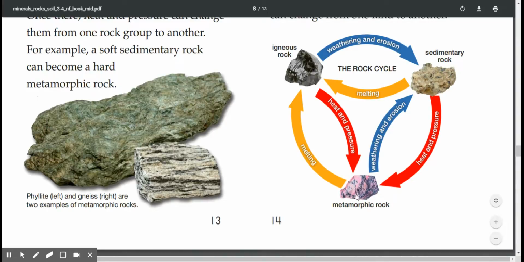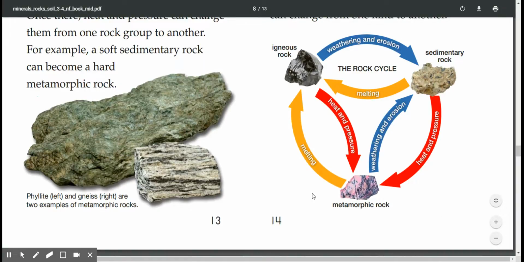Then it gets pushed back under and it becomes a metamorphic rock again because of that heat and pressure after it's pushed back in towards the crust. And then that metamorphic rock, weathering and erosion wear it down in little pieces and then it's squished together into sedimentary rock. And then that sedimentary rock becomes part of that magma and lava again, and magma, lava, then cools to an igneous rock.